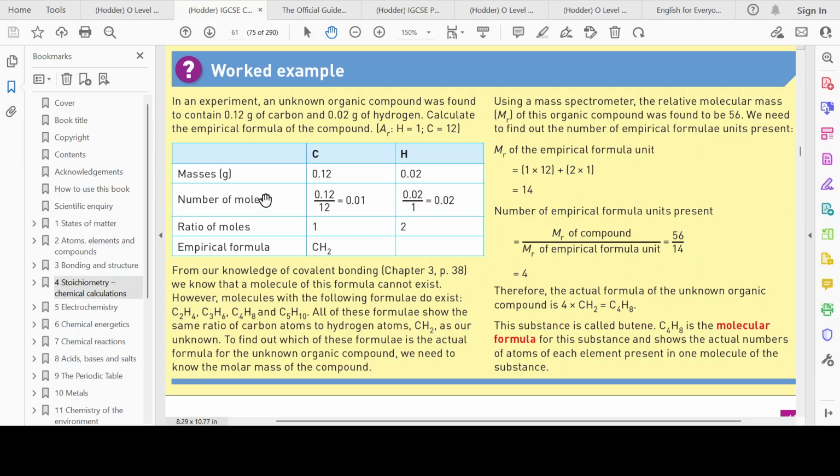So what are we doing? The mass is 0.12 for carbon, so we find the number of moles of carbon, and that's 0.01. And similarly for hydrogen, at 0.02. And then we get a ratio. So it's 0.01 to 0.02, so the number of hydrogens is twice the number of carbon. So the ratio of carbon to hydrogen in this organic compound.